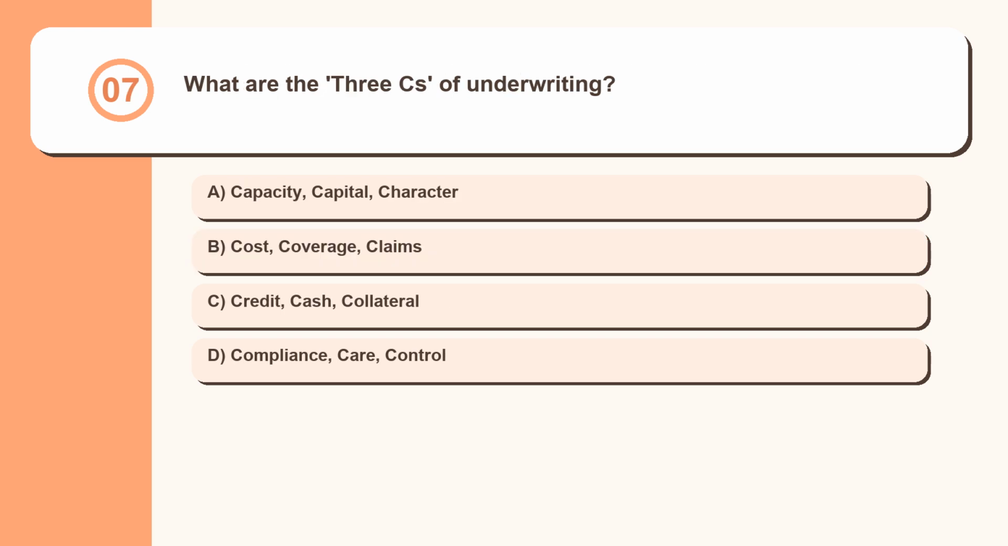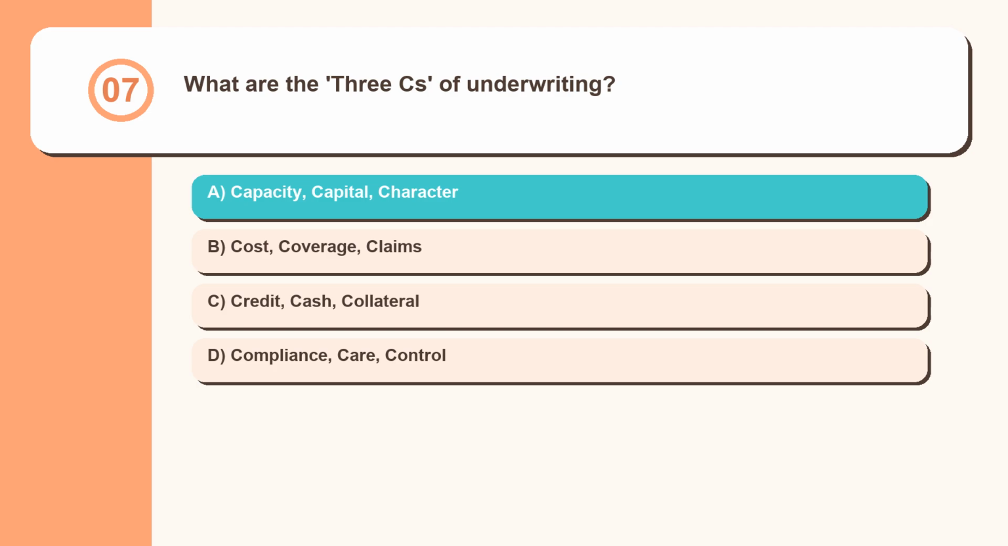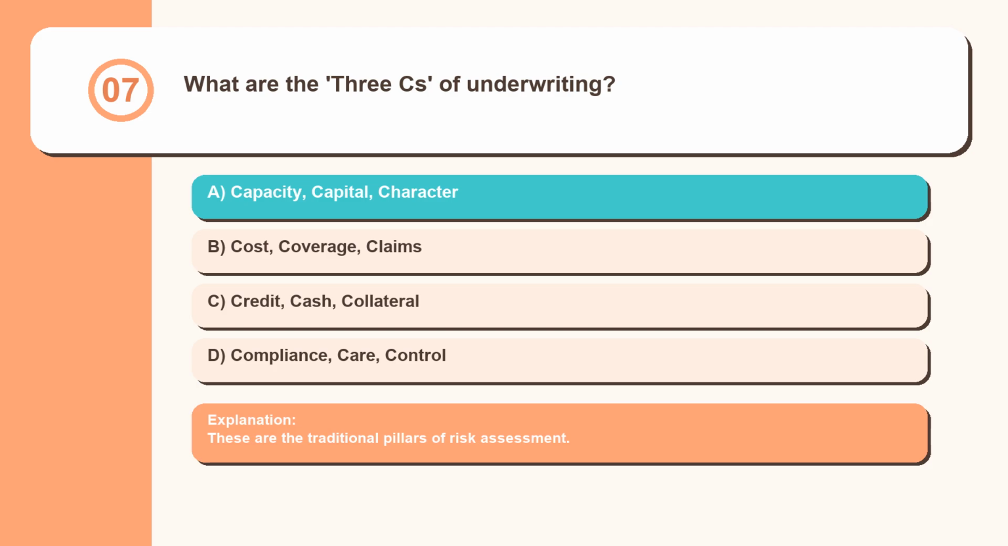Question 7. What are the 3 Cs of underwriting? Capacity, capital, character, cost, coverage, claims, credit, cash, collateral, compliance, care, control. These are the traditional pillars of risk assessment.